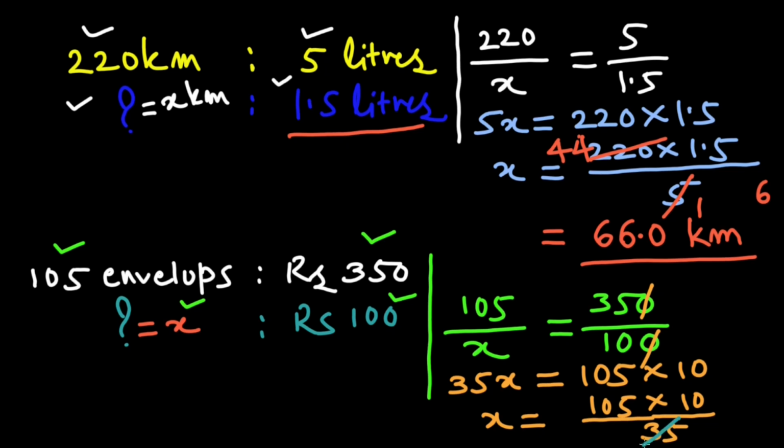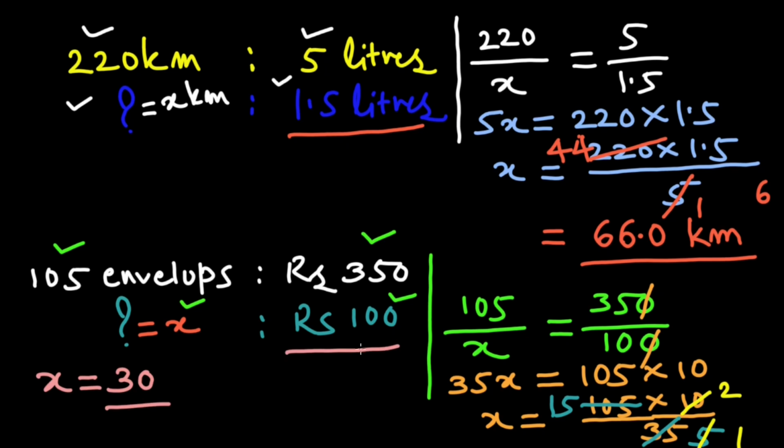It will be 7 fives are 35, 7 ones are 7, and 7 fives are 35. And finally, 5 ones are 5, 5 twos are 10. So that gives us x equals 15 twos are 30, which means in 100 rupees you can get 30 envelopes.